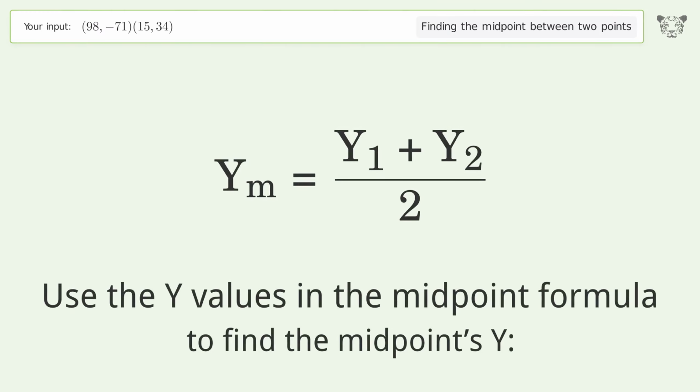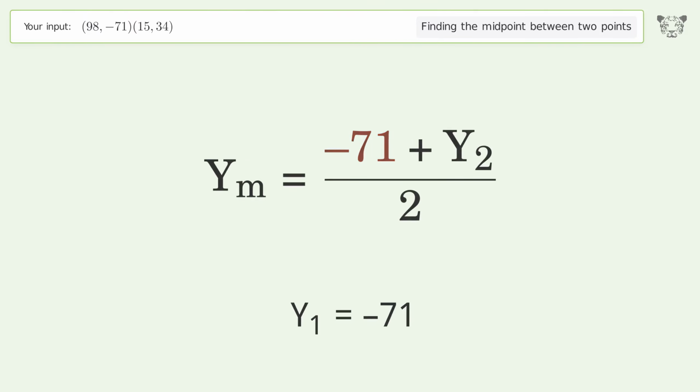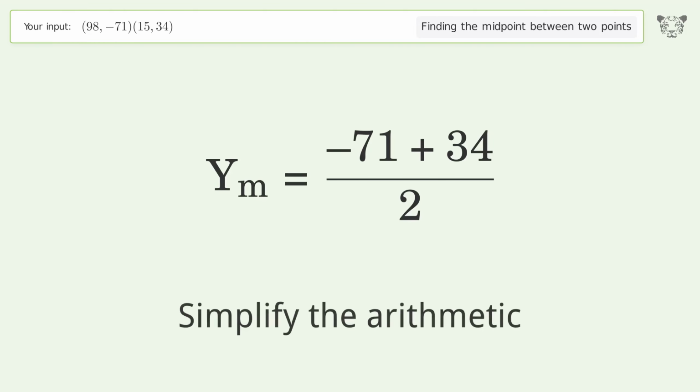Use the y values in the midpoint formula to find the midpoint's y. y1 equals negative 71. y2 equals 34. Simplify the arithmetic.